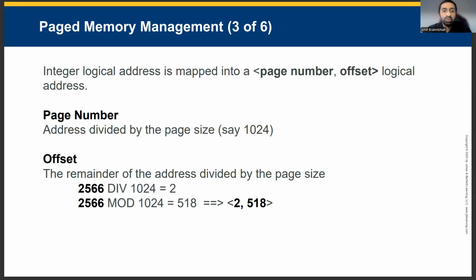Now, here we walk through logical address translation. To map a logical address to a page number and offset, divide the address by the page size. Here it is 1024, so 2566 divided by 1024 equals page number 2, and the remainder 518 is the offset within the page. The OS then uses this pair, 2 and 518, to determine where the data physically resides. This standardized approach works regardless of where the page is stored in memory, making it essential for flexible memory allocation.